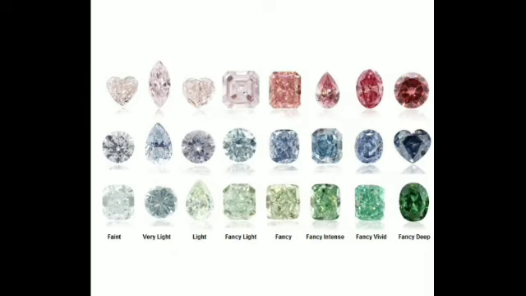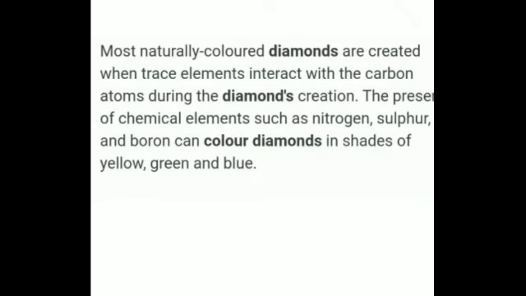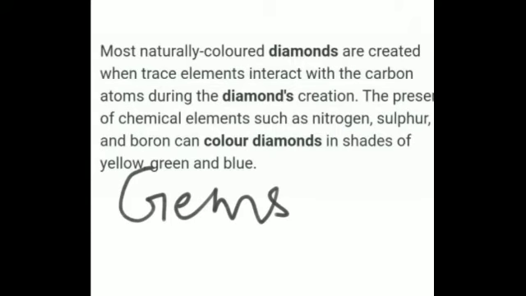Whereas some diamonds have distinct colors such as red, pink, blue. You can see the different colors of diamonds in this picture, and these colors are due to the presence of impurities such as traces of metal oxide and salts. So these colored diamonds are called gems, not the gems that you eat, but these are the colored diamonds. And black diamonds contain copper oxide as impurity.